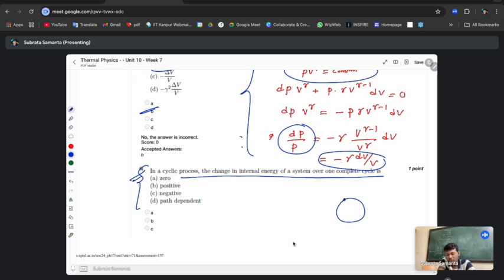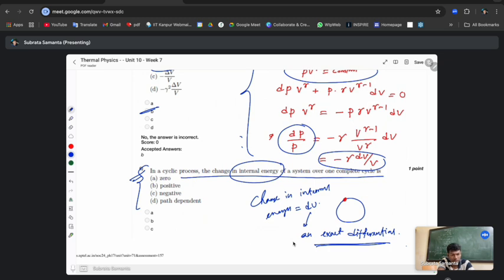So now the internal energy is basically delta U, right? The change in internal energy, dU, is a function of state, so it's an exact differential. If time permits, I will discuss more on this. What does exact differential mean?